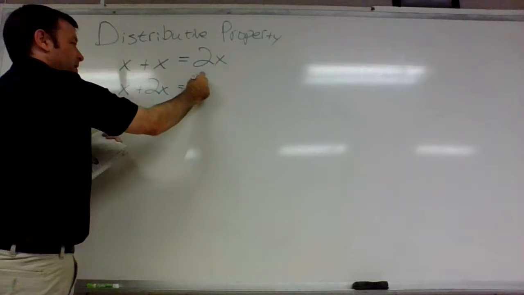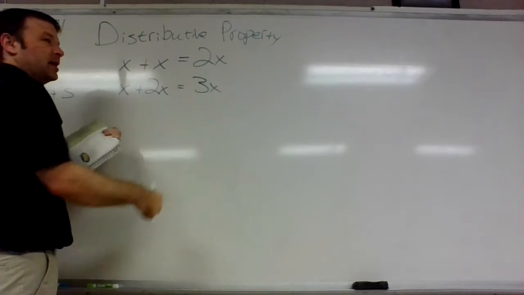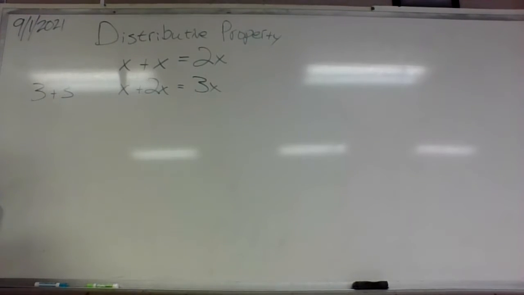Alright? What if I had x plus 2x? 3x. That's basically 1x plus x plus x. So that's like 3 x's. 3 times x. Okay?